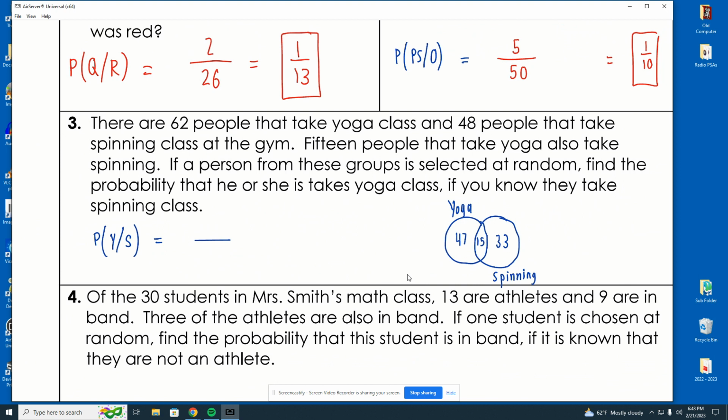Guys, how many people do you know take a spinning class? Well, what did the instructions say? 48 people take a spinning class. So we're narrowing it down to the 48 people who take spinning class. Now, of those 48, how many are taking a yoga class as well? 15. So it's 15 out of 48, which if you type it in your calculator, does reduce to 5 out of 16.